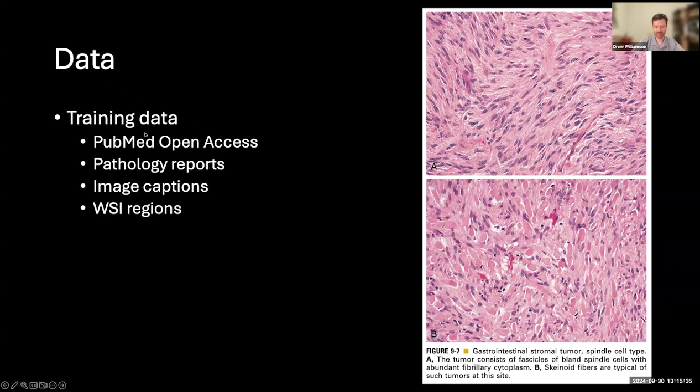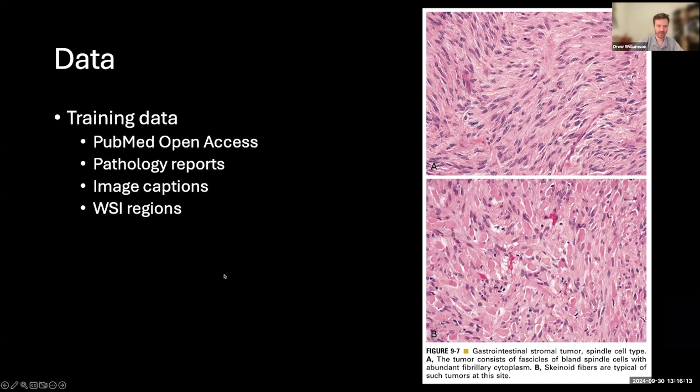One was PubMed, open access. So we scraped a whole bunch of journal articles from there that included histology images, and we had some keywords that we searched for, like histology and H&E and other pathology terms like that. We also used pathology reports from Mass General Brigham, the hospital that my postdoc lab was under. And we also got image captions from things like textbooks. And then we also took regions of interest from slides that we had scanned. So WSI stands for a whole slide image. That's like when we take a normal pathology glass slide and we scan that in and get a digital image there.